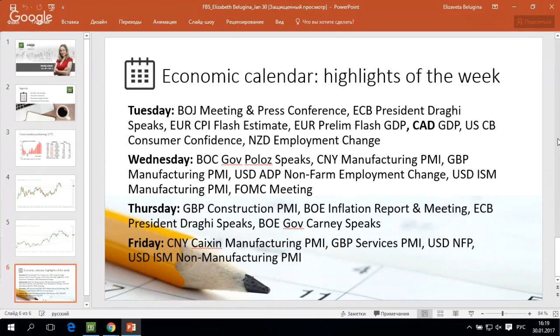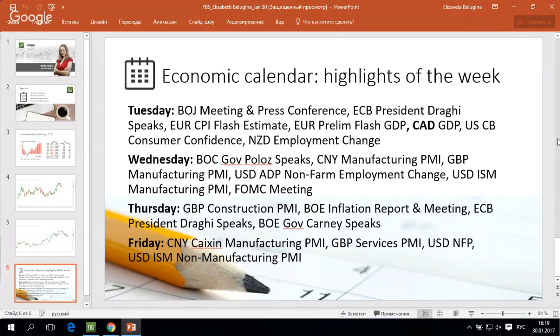It is also the week of releases of the UK PMI. There will be manufacturing PMI on Wednesday, construction PMI on Thursday, and services PMI on Friday. And it is also a week of release of the US labor market data.